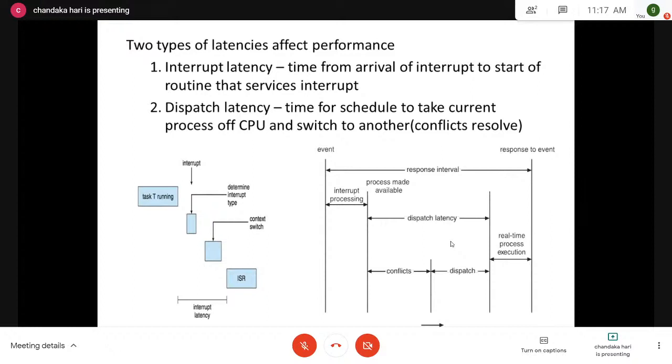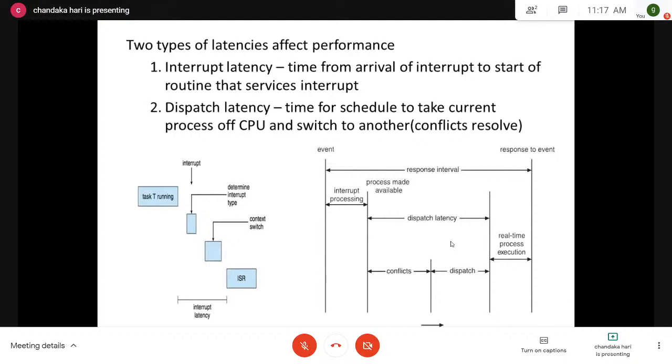Coming to the first one, I already spoke about it in the last 4 sessions. What is an interrupt? An interrupt is nothing but a signal received by the microprocessor indicating that an external IO device wants to communicate with the CPU.